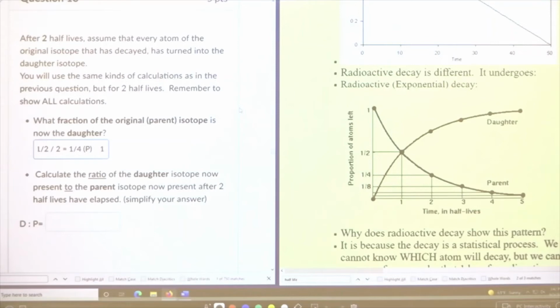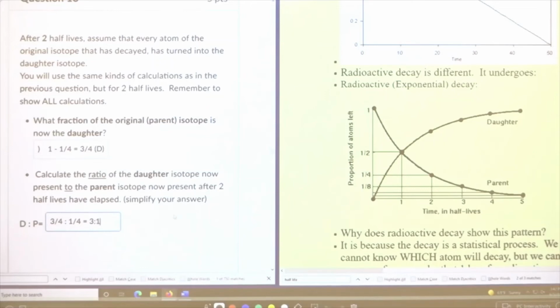So the amount of daughter is going to be 1 minus 1/4, which is 3/4. And that's the daughter. Okay. So we now have 3/4 daughter and 1/4 parent. So when we get the ratio of the daughter to parent, that's going to be 3/4 to 1/4. And I think it's pretty clear if you just cancel the 4's out in the bottom, that one and that one, that's going to give you a 3 to 1 daughter to parent ratio.